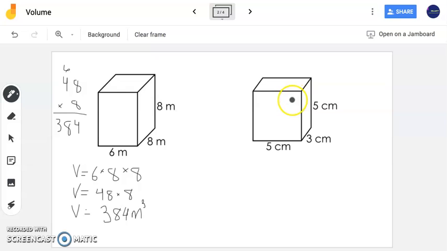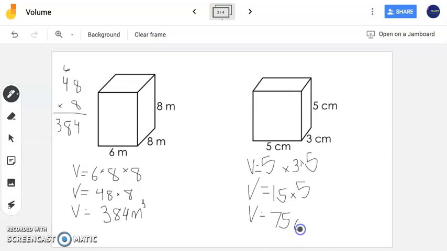For this problem here, to find the volume, again, we're going to follow the same procedure. My length is 5 centimeters. My width is 3 centimeters, and my height is 5 centimeters. So now 5 times 3 is 15 times 5. Now 15 times 5 happens to be 75 cubic centimeters, or you can write it as centimeters cubed, either one.